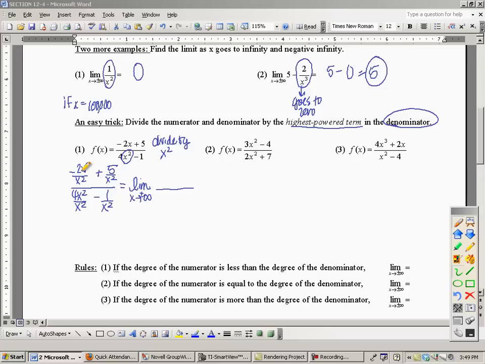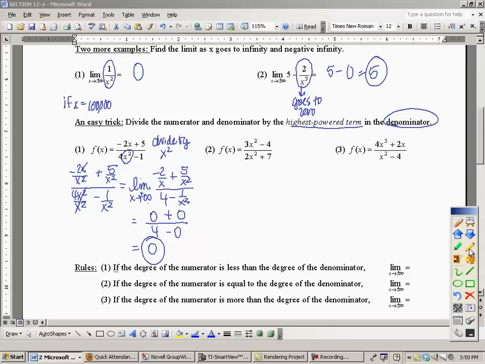If I simplify this, 1 x cancels with 1 x. I have negative 2 over x plus 5 over x squared. X squared and x squared cancel, so 4 minus 1 over x squared. Now, as this approaches infinity, any fraction with an x in the denominator will turn to 0. So I get 0 plus 0 all over 4 minus 0. Well, 0 over 4 is just 0. I'm going to put that down here so I don't run out of space. So this ends up giving us a limit that approaches 0.